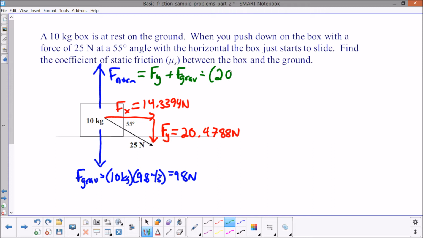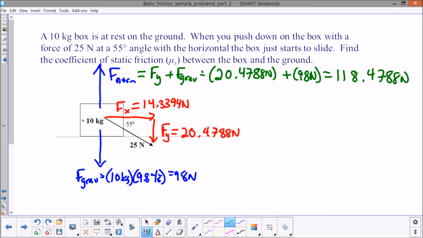So it'll be 20.4788 newtons plus 98 newtons, which is 118.4788 newtons.